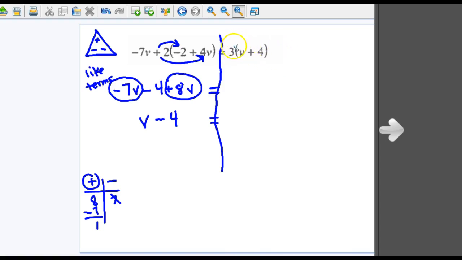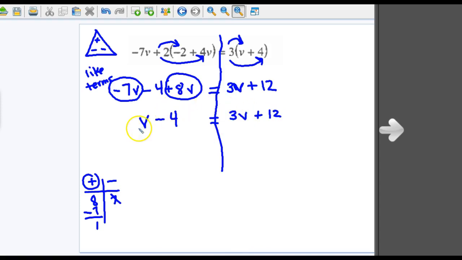I do have these parentheses. So I still have to do distributive property to multiply these guys. I have a positive 3 times a v, which is going to give me 3v. Then I have a positive 3 and a positive 4, which is going to give me positive 12. Okay, nothing else to add. These are not like terms. So I'm going to go ahead and bring them down to this next equation over here. 3v plus 12.